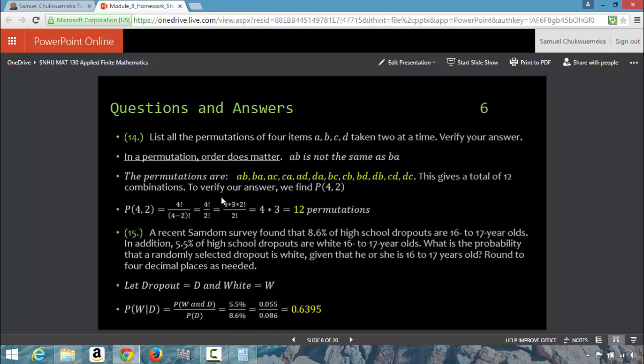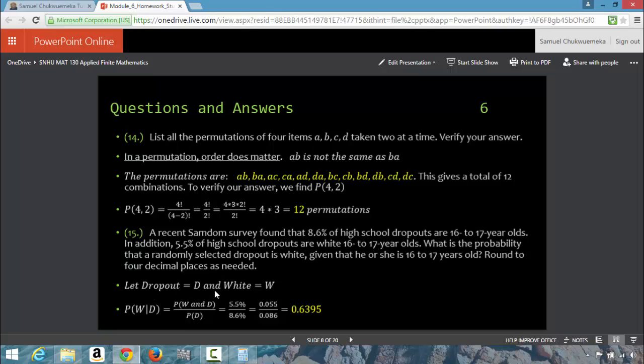Question 15. A recent survey found that 8.6% of high school dropouts are 16 to 17-year-olds. In addition, 5.5% of high school dropouts are white, 16 to 17-year-olds. What is the probability that a randomly selected dropout is white, given that he or she is 16 to 17 years old? Round to 4 decimal places as needed.